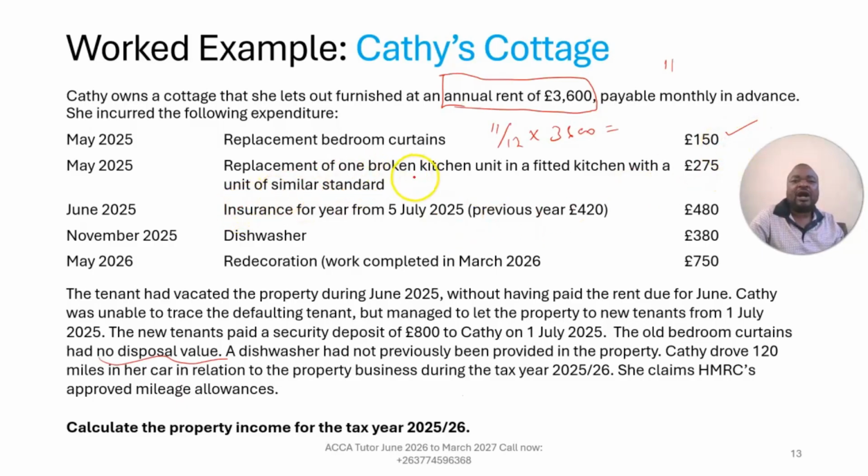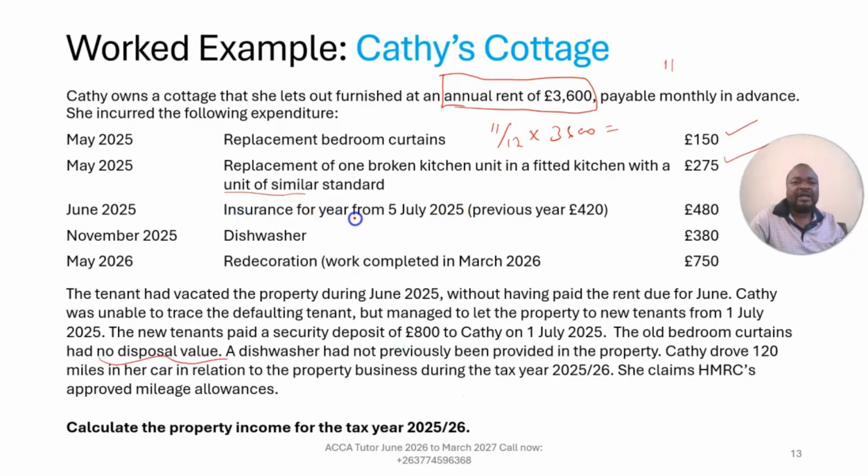Then replacement of one broken kitchen unit in a fitted kitchen with a unit of similar standard. If you are replacing with a unit of similar standard, it simply means that the full expenditure is going to be allowable, less of course any proceeds received on disposal, but we were not told that. So the full 275 is going to be deducted.